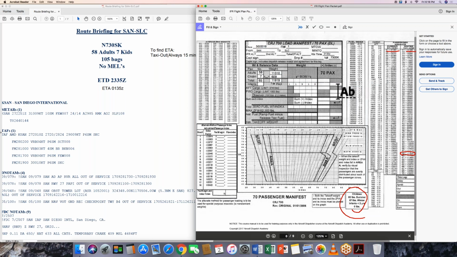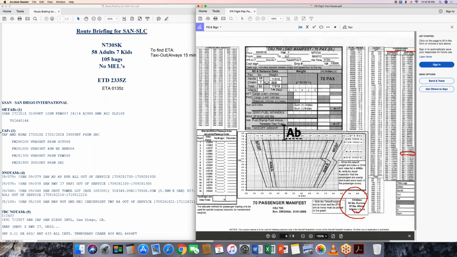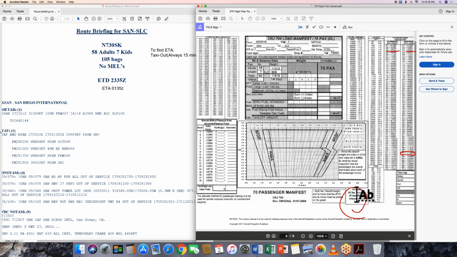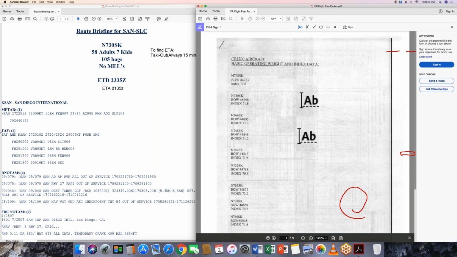11,919. Okay, now let's figure out our bow weight. To figure out our bow weight, we're going to go down here to this chart. We're in 730 Sierra Kilo. Where's that at? Here, the second one, 45298. So 45298.